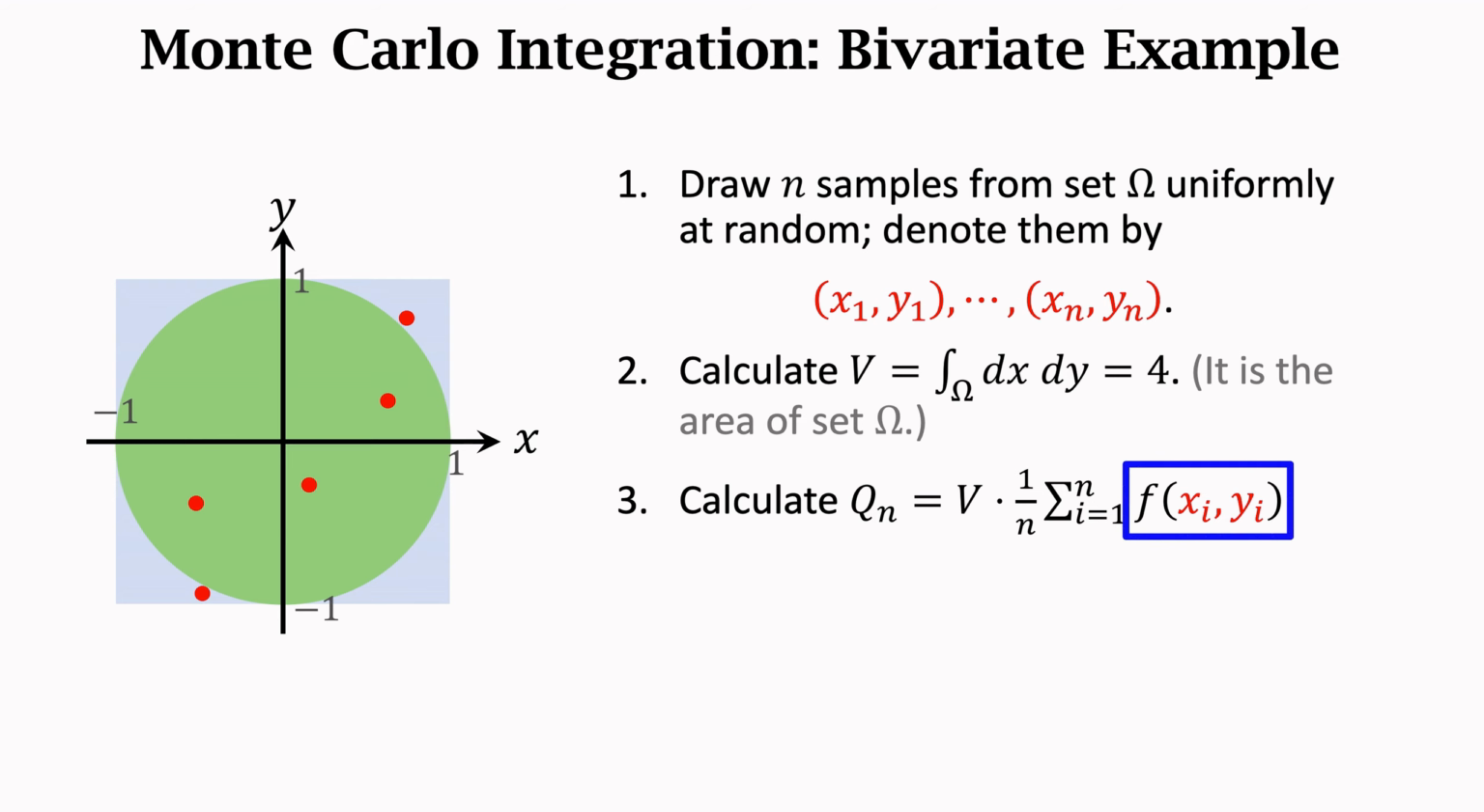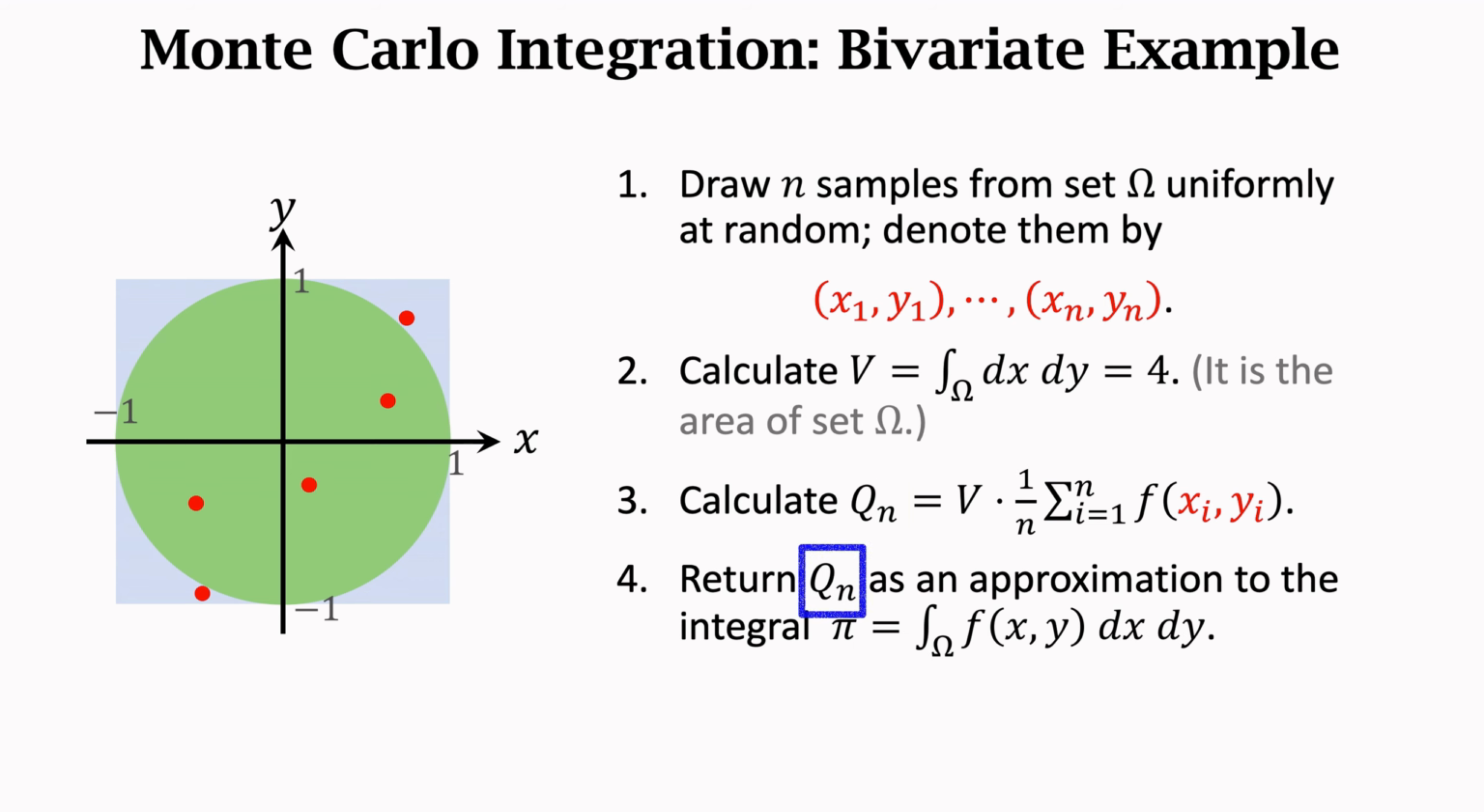Step 3 is to evaluate the function f for all the endpoints, take their average, and then scale it by V. Denote the outcome by Q sub n. Finally, return Q sub n as an approximation to the integral I. We know the integral is equal to pi, so Q sub n is an approximation to pi. The algorithm here is the same as what we derived at the beginning of this class, but the algorithm derivation is different.